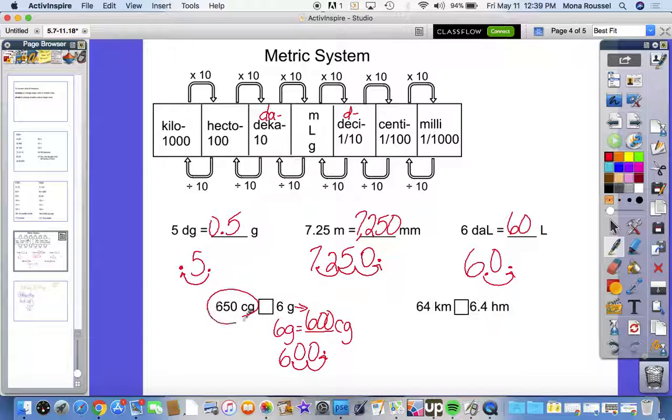So we're comparing 650 centigrams to 600 centigrams. 650 is greater than 600.